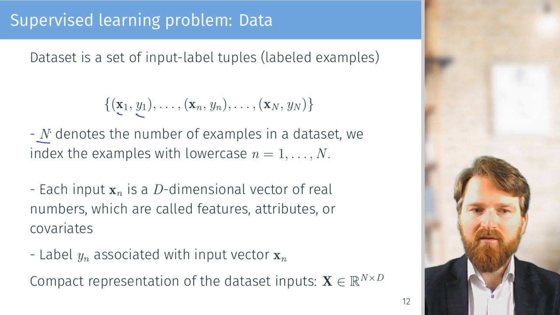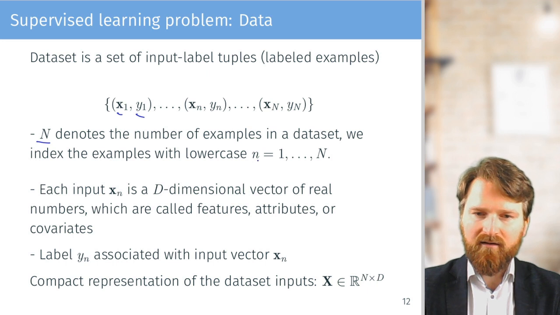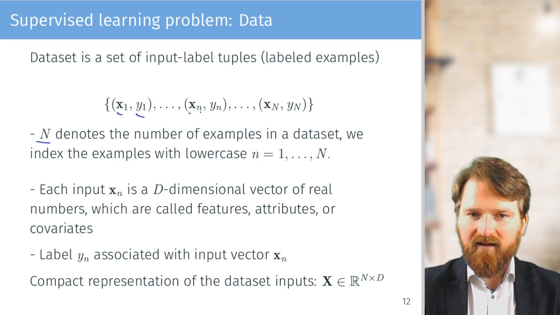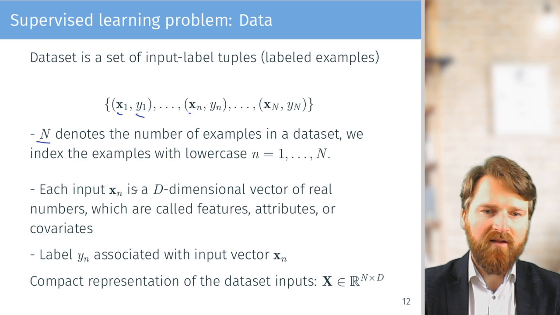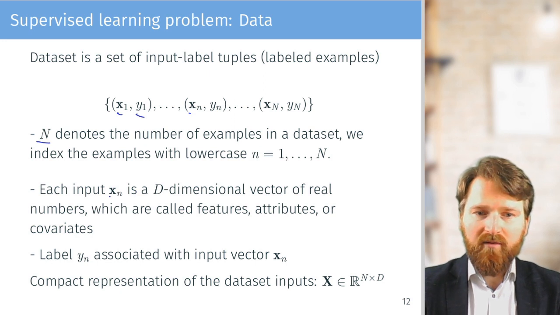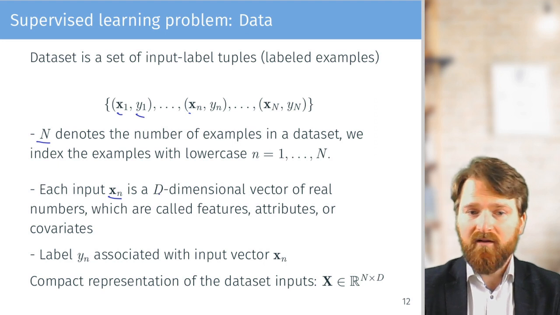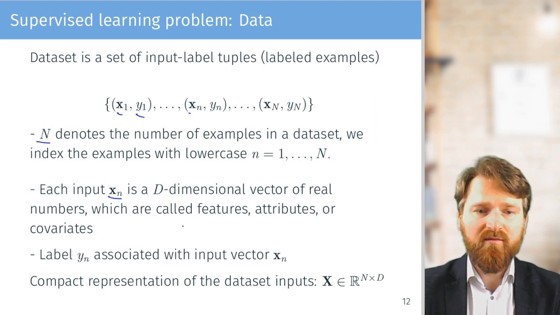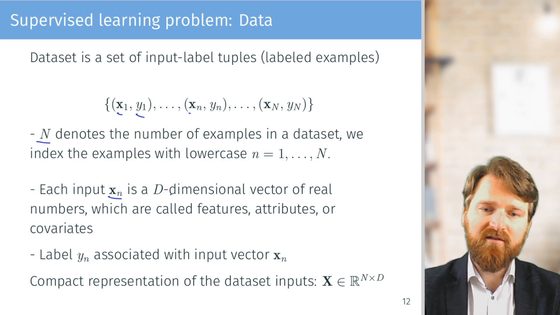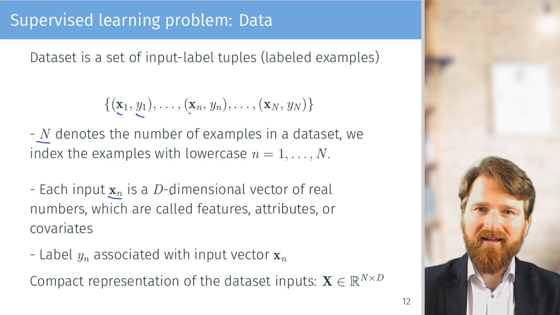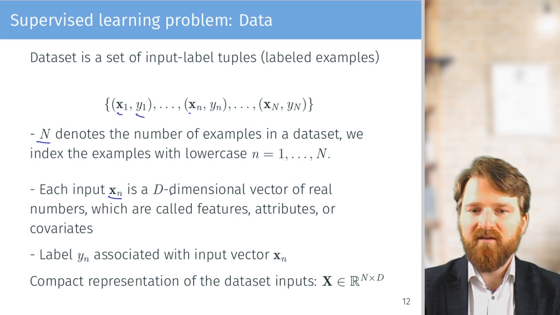And we will use n as the number of examples in the dataset, indexed by lowercase n, so the nth example. Each input is a d-dimensional vector of real numbers, and we can call them features, attributes or covariates. We have seen the dog and cat example with features in 2 dimensions, but these could be different ones.